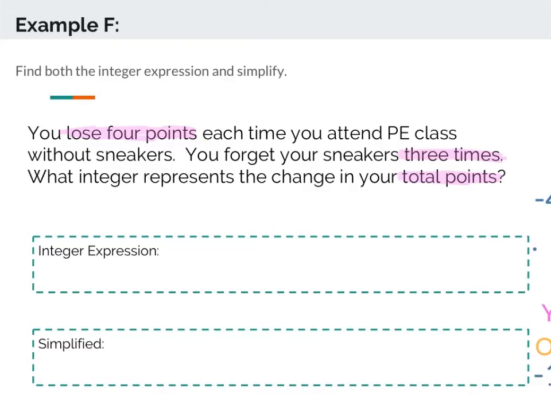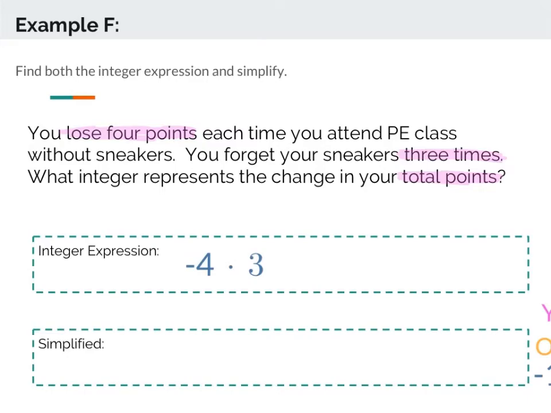It says you lose 4 points. Well, we know that lose is a term that means negative. So I'm going to have -4 because I'm going to be losing points. If I was gaining points every time I forget my sneakers, that wouldn't make a whole lot of sense. So I'm going to be losing 4 points every time. And how many times did I forget my sneakers in the problem? I did it 3 times. I forgot. So rather than putting out -4 and -4 and -4 a whole bunch of times and trying to add them together, I'm going to use multiplication. So I'm going to multiply -4 times the 3 times that I've forgotten my sneakers.